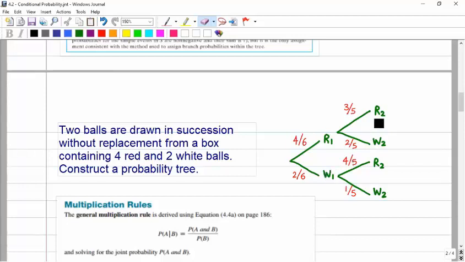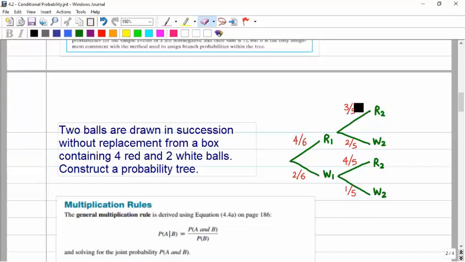So these probabilities here are not just red 2, white. They're red 2 coming from red 1, white 2 coming from red 1. They're not just red 2 itself. I'm going to show you the formula for that here in a minute. If you just flat out asked what's the probability of getting red on the second ball, it's not these numbers right here. These are conditional probabilities.